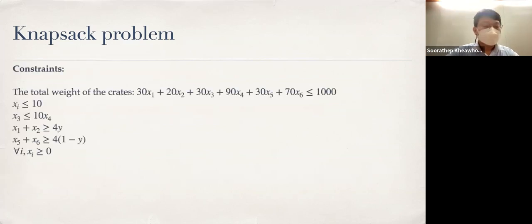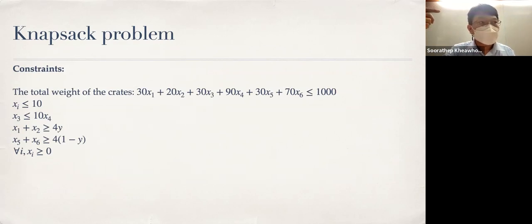So I put y here. y is a binary variable. It can take only 0 or 1. y1 means the first condition is true. You can put y1, so x1 plus x2 must be greater than 4. That means the first condition is true, is correct.